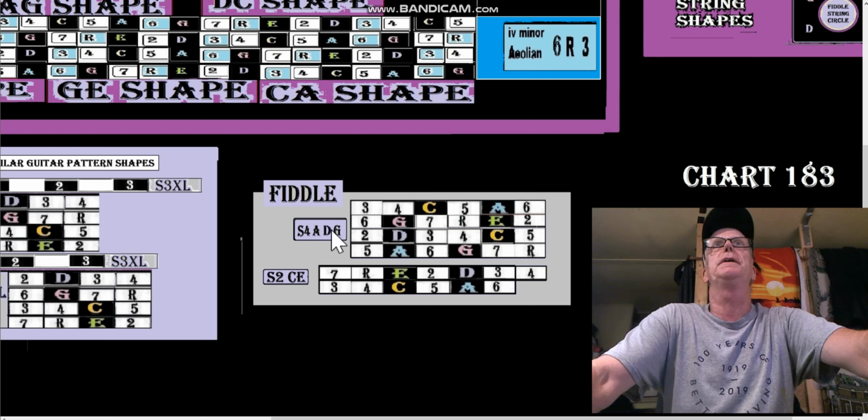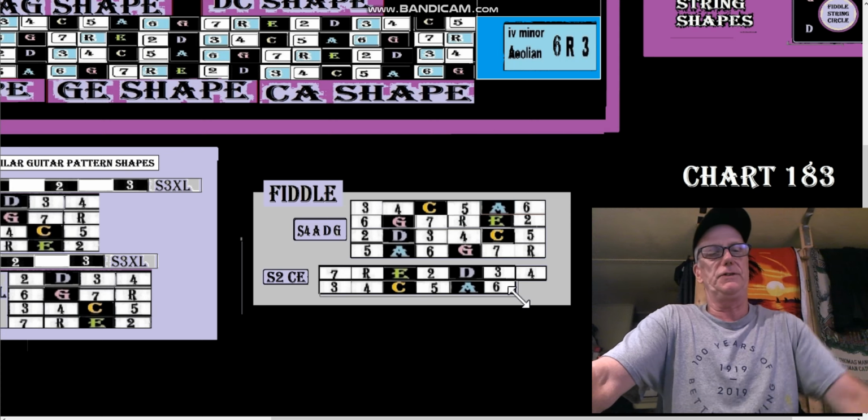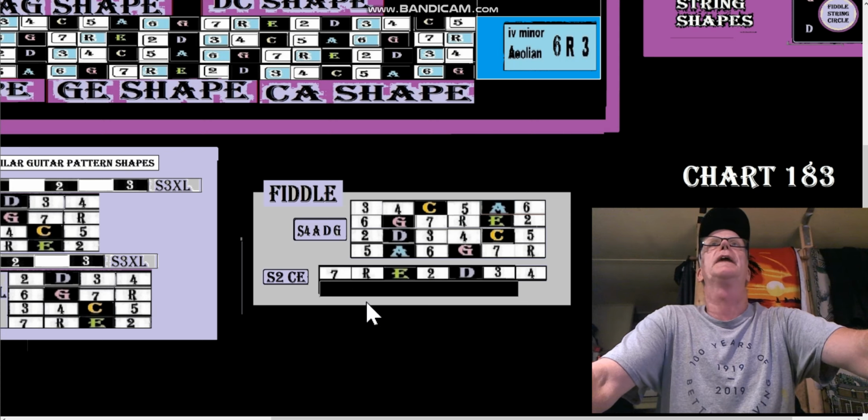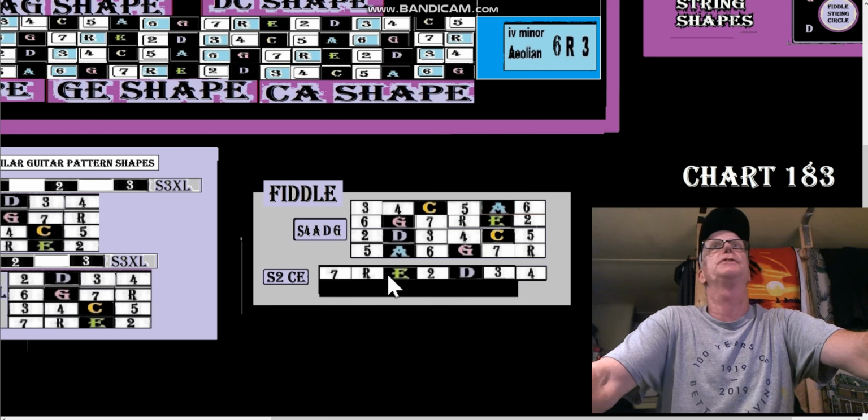There's a repeat here. So really, this one does exist, but it doesn't exist. It doesn't have to be like that. These are the only fiddle patterns, just these 2 patterns right here. The 4-string and the long pattern.